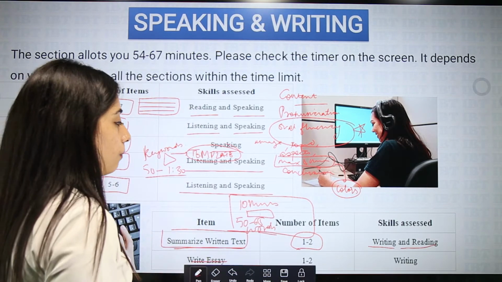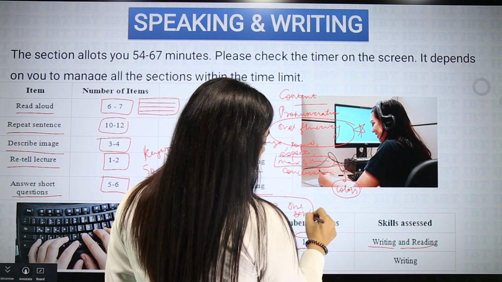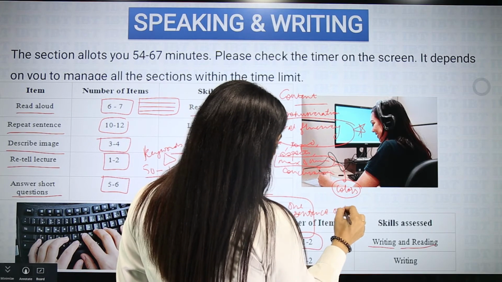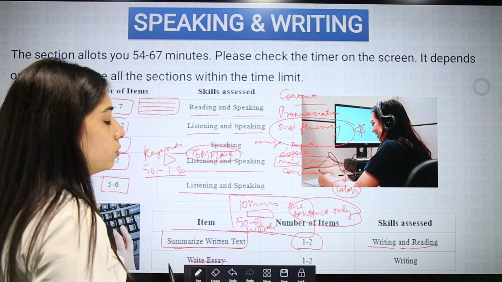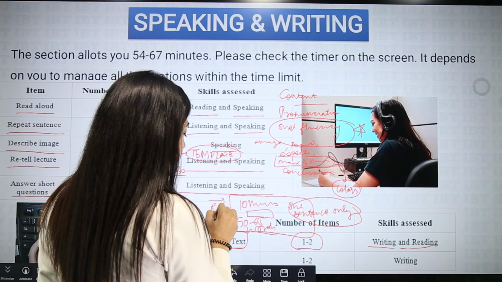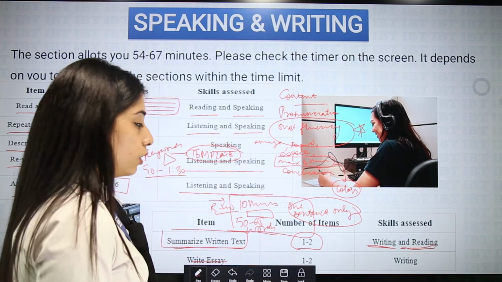You have to write a summary of it, and you should make sure that the summary is in 1 sentence only. This is one parameter that has to be met, right? So this is how you have to do. Since you will be reading and writing, both these skills will be evaluated from this particular question.